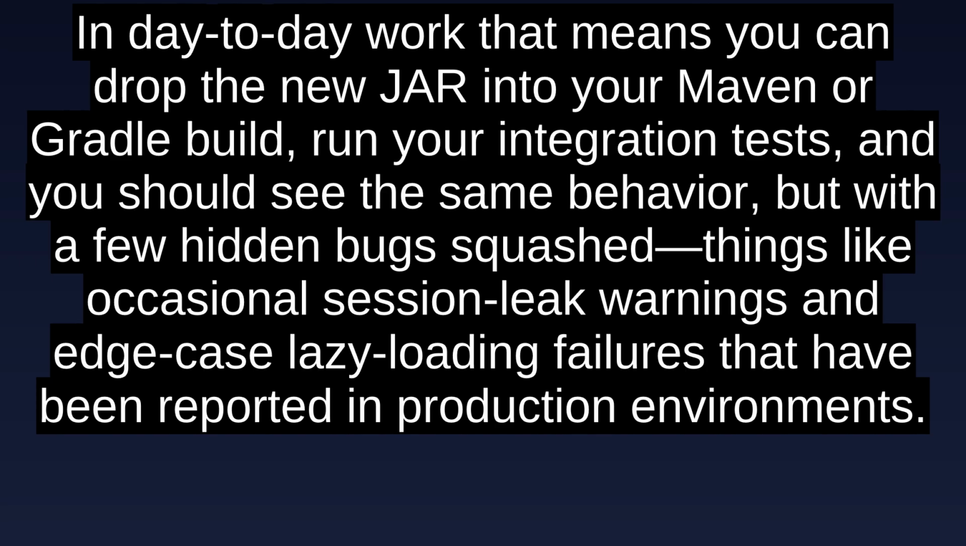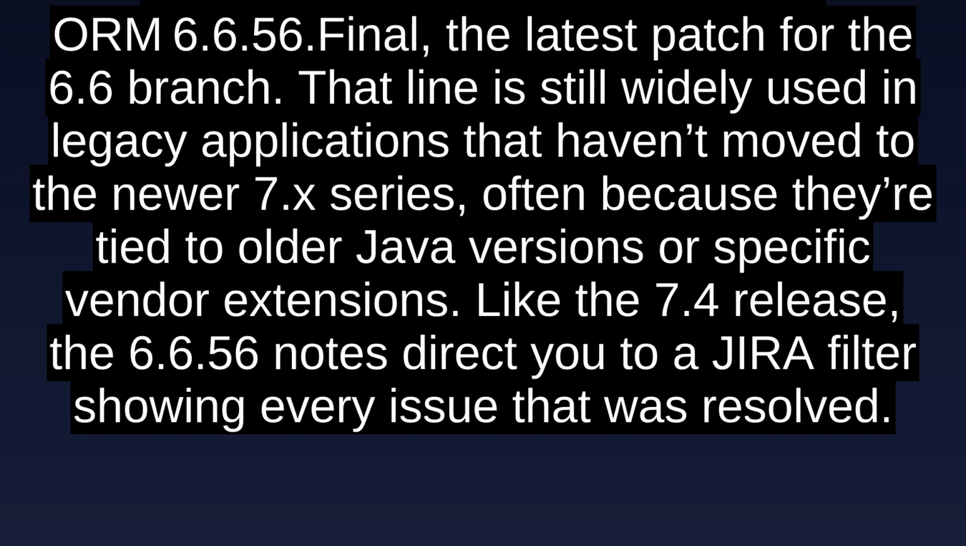Things like occasional session leak warnings and edge case lazy loading failures that have been reported in production environments. The second release is Hibernate ORM 6.6.56 Final, the latest patch for the 6.6 branch. That line is still widely used in legacy applications that haven't moved to the newer 7.x series, often because they're tied to older Java versions or specific vendor extensions.